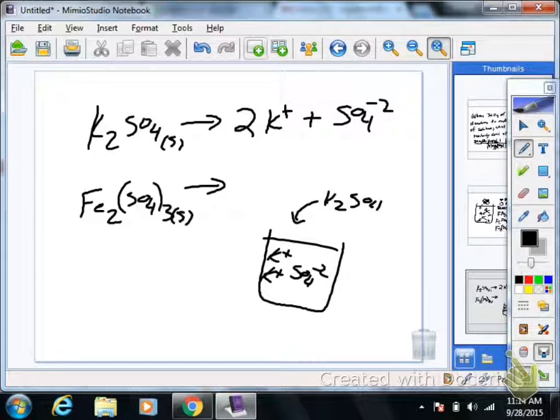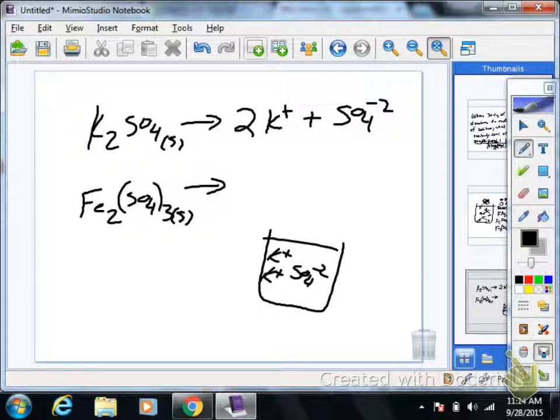Okay, this next one. I don't understand why we're writing all of that. What's the point? Why do we split it up? To show what it looks like in the solution. So when we split it up, they start floating around as ions. If we actually could blow everything up and see the actual particles in there, we would see 2 potassiums for every SO4.